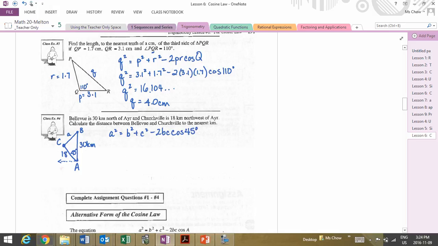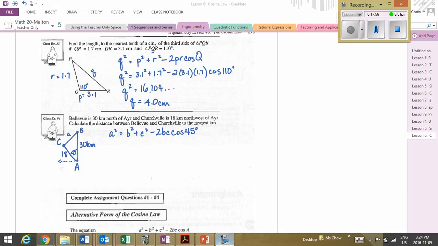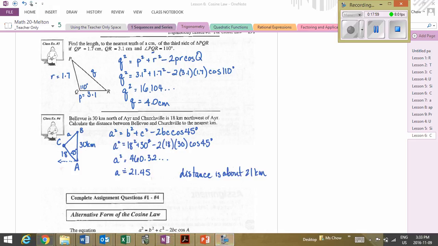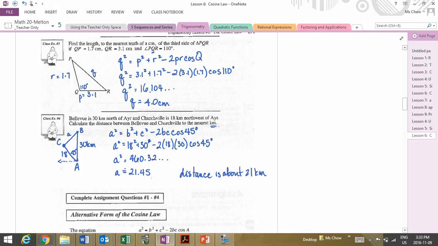So hit pause and try going through your solution and come back and take a look. So if we take a look at the solution, then we've plugged in the numbers for b and c, being 18 squared and 30 squared, minus 2 times 18 times 30 times cosine 45 degrees. Enter that all into your calculator all at once in one single key sequence. We'll end up with the fact that a squared is 460.32 and some additional decimal places there, square root that, and looking that it wants us to round to the nearest kilometer, so that distance is then approximately 21 kilometers.